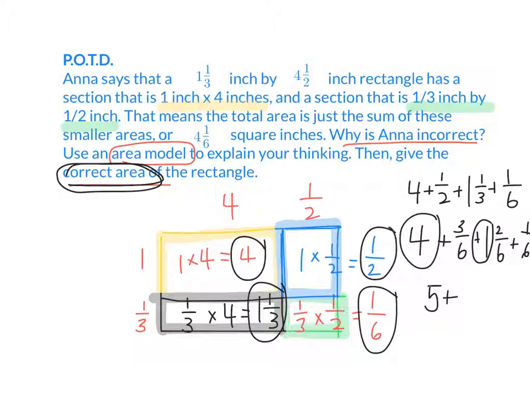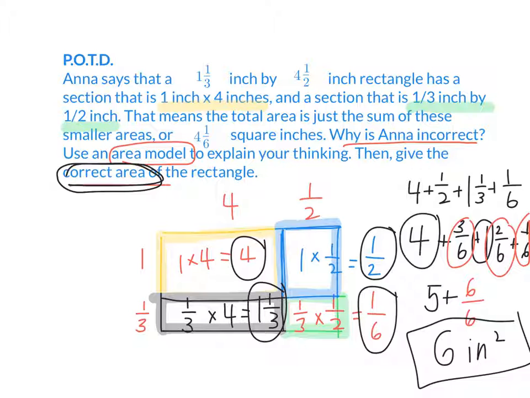Okay. What if I have 3/6 and I add another 2/6, how many do I get? 5/6. And I add another 1/6, how many do I get? 6/6. 6/6 is the same thing as 1, right? Yeah. So this is 5 + 1, which is? 6. What would my units be? Square inches. Very good.